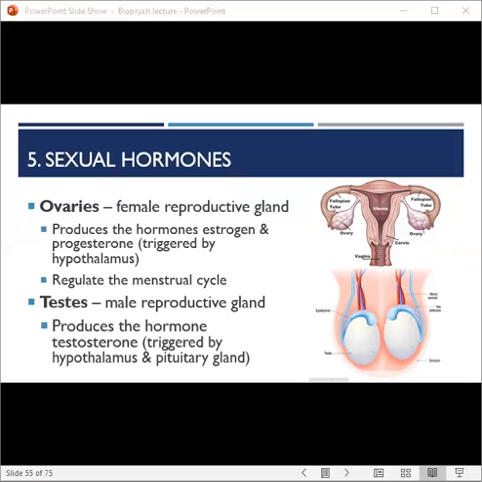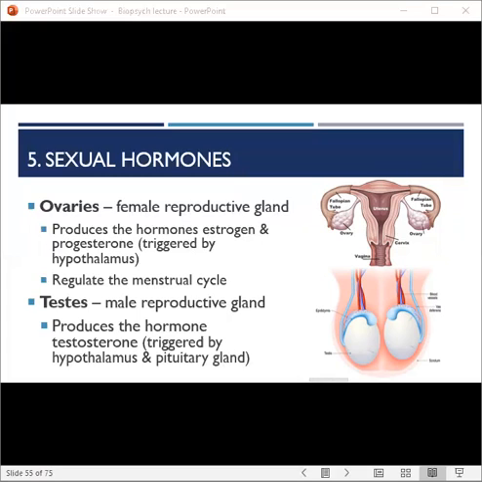This is called ovulation. The hypothalamus then sends a signal to the pituitary gland to release gonadotropic substances, such as follicle-stimulating hormone and luteinizing hormone. These hormones are essential to normal reproductive function, including regulation of the menstrual cycle.